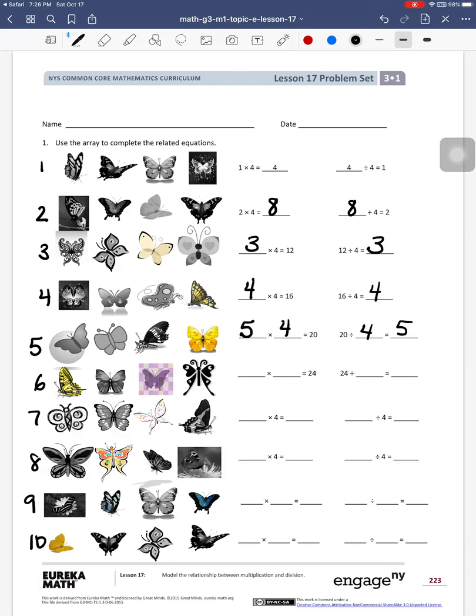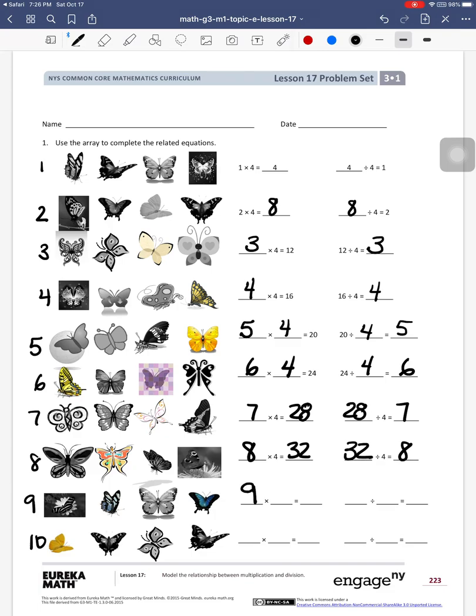Number 6, or the 6th row, we have how many rows? 6 rows of 4, which equals 24. Or 24 divided by 4 equals 6. Now we have 7 times 4 equals 28. Or 28 divided by 7 equals 4. 8 times 4 equals 32, because we have 8 rows here now. 32 divided by the 4 in each row equals 8. And we have 8 rows.